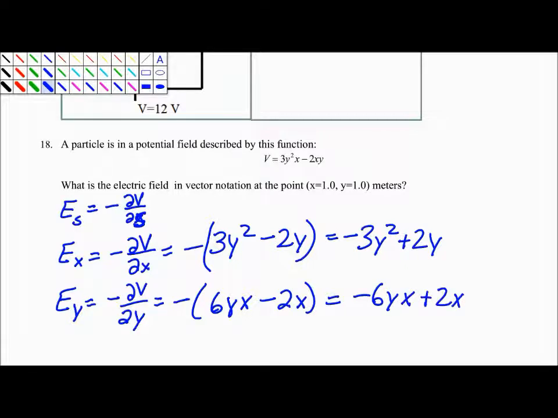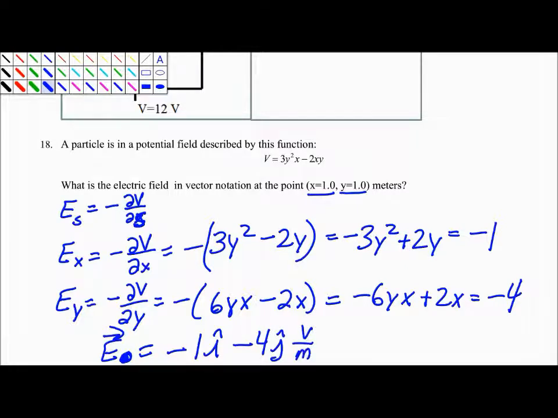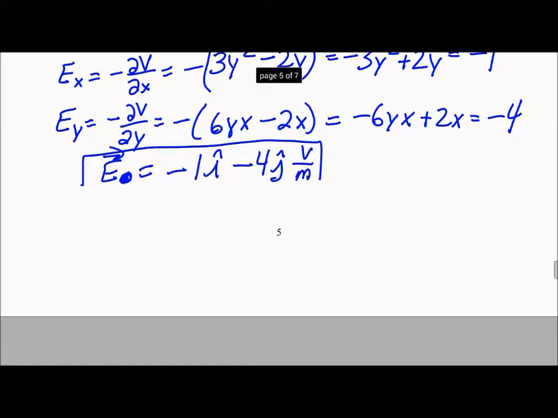And then if I put in my coordinates x equals 1, y equals 1, this is negative 3 plus 2, that's negative 1. This is negative 6 plus 2, that's negative 4. And so my electric field in vector notation, which is going to be the answer, is negative 1I minus 4J volts per meter and newtons per coulomb.